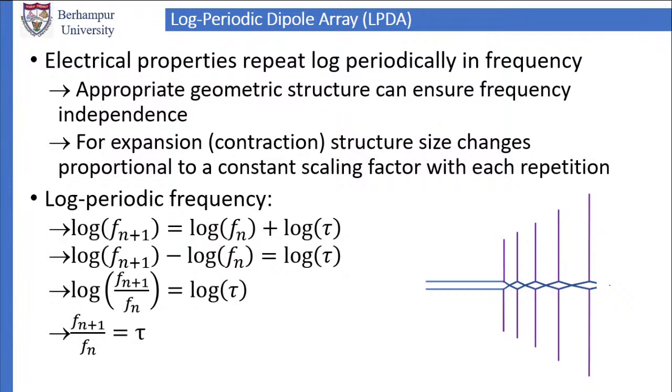Tau is a constant. Now how do you get an antenna which will do this? Look at the picture here. In the picture you can see there are many dipole antennas. The dipole antennas are separated from one another and the length of the dipole antennas are different. Now different lengths will correspond to different frequencies. So between any two consecutive dipoles, if I take the nth dipole and n plus 1 dipole in the construction, when we design the antenna, the construction will be such that Fn plus 1 by Fn will be equal to tau, will be constant. So that is how we design.